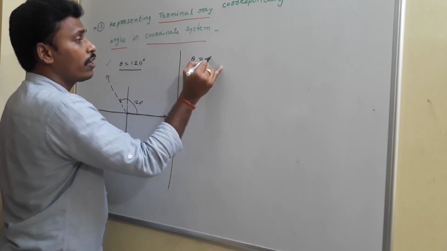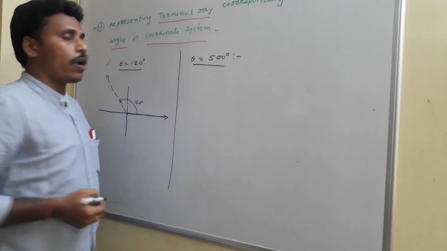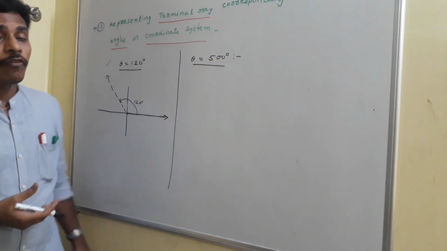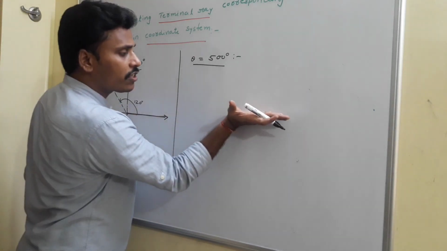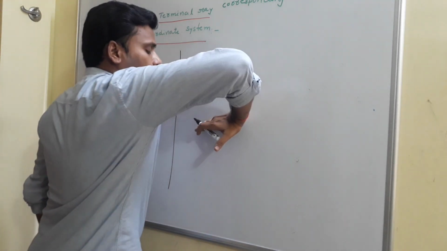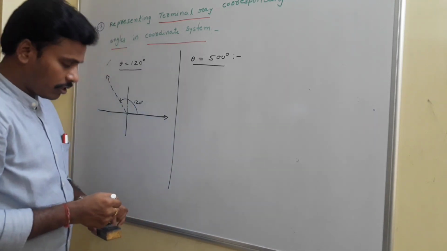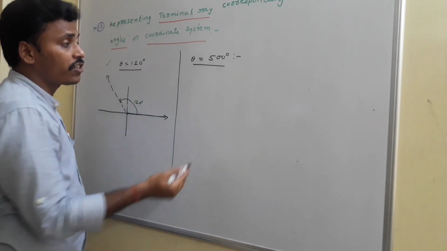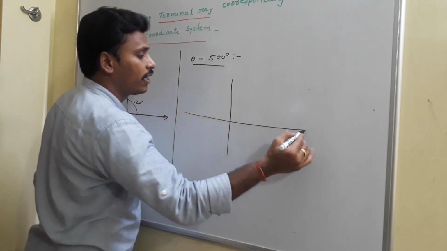Suppose I am going to represent an angle of 500 degrees in the coordinate system. How do we represent an angle of 500 degrees? See, if this is 0 degrees, it becomes 90, then 180, then 270, and then 360. That's it, right? But 500 is more than 360, no? You need to rotate till you reach an angle of 500 degrees.